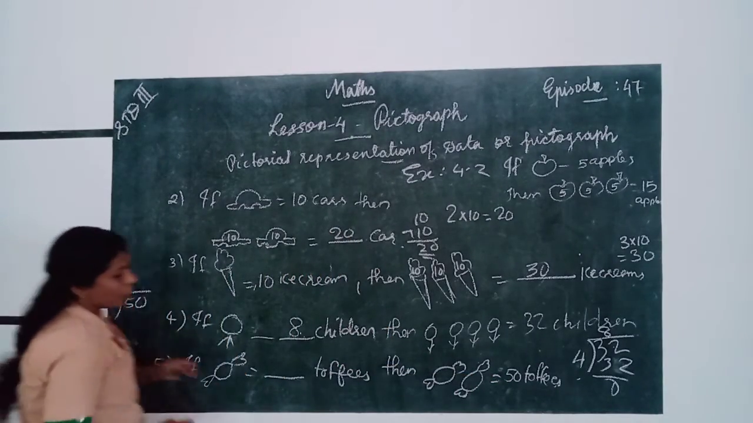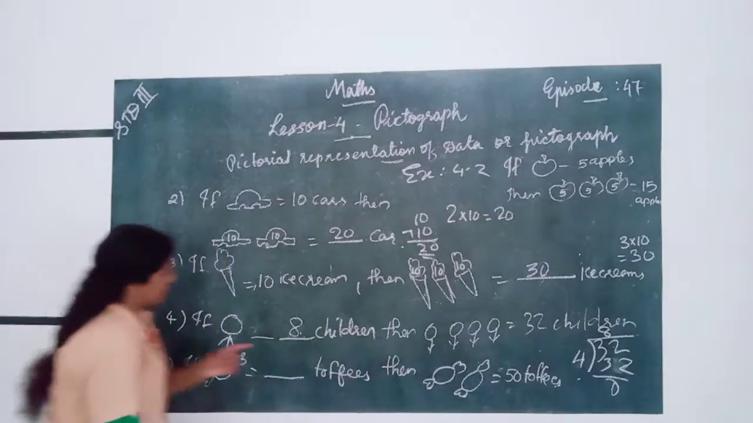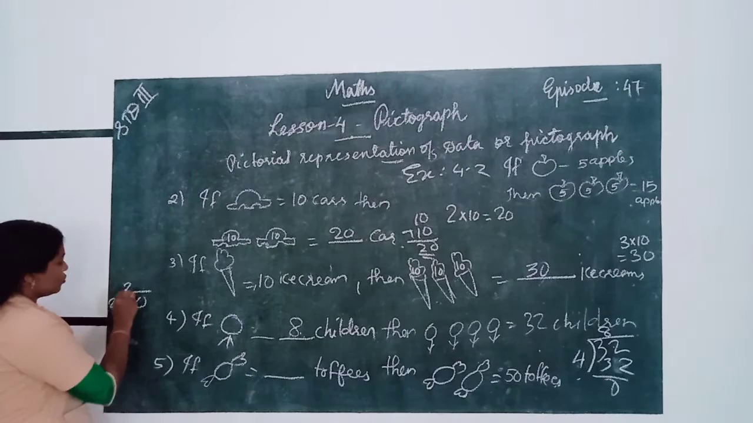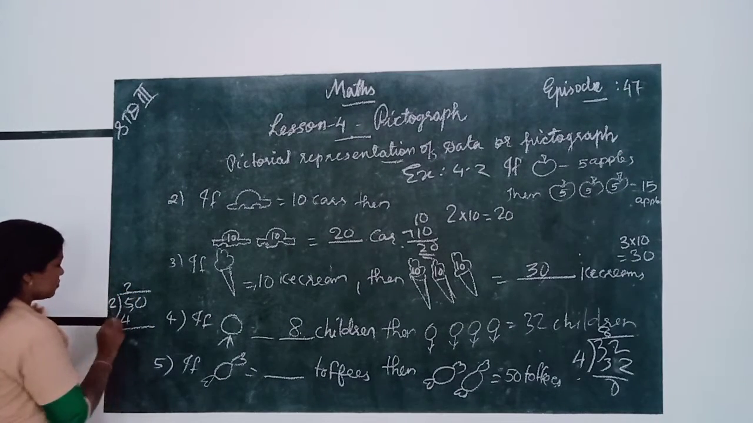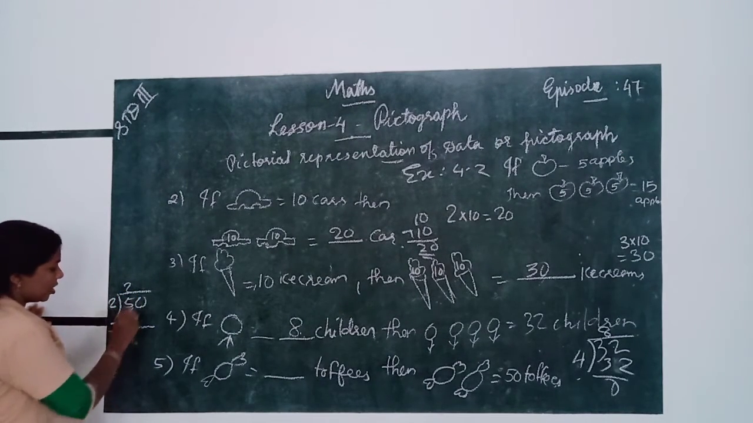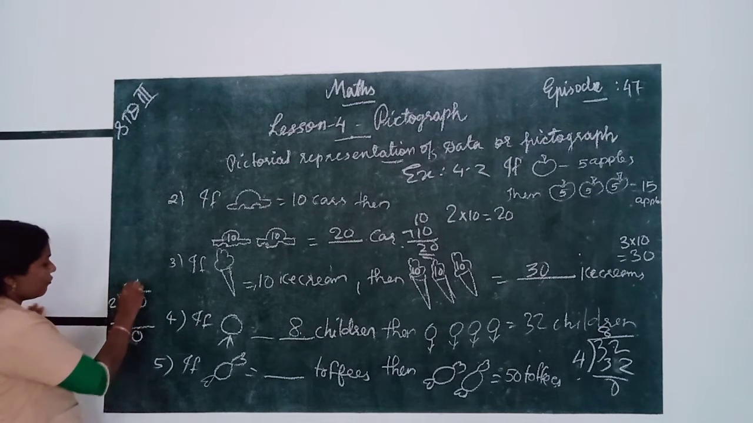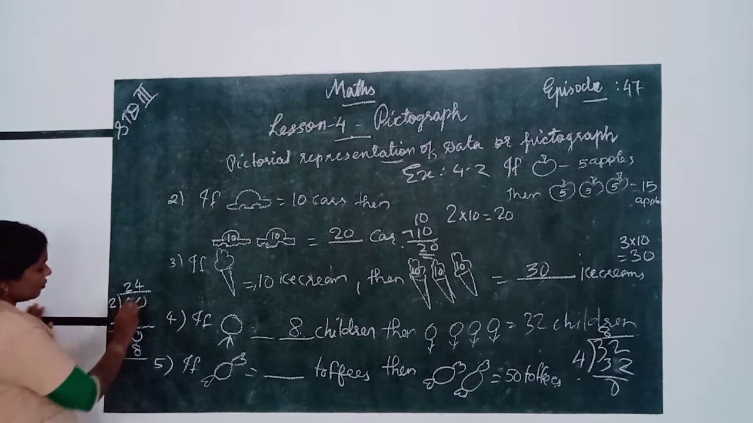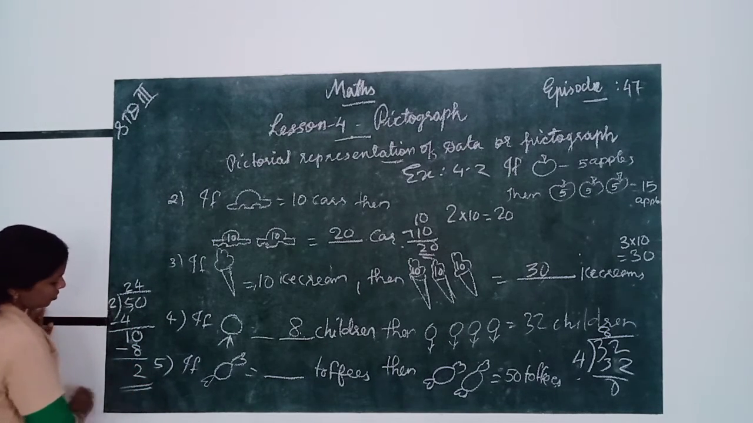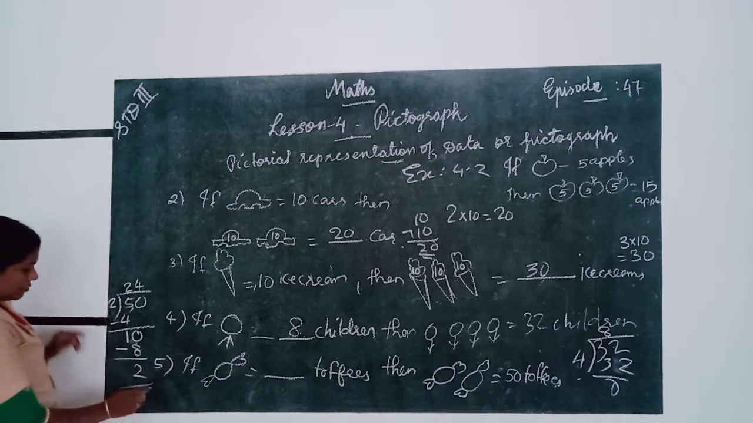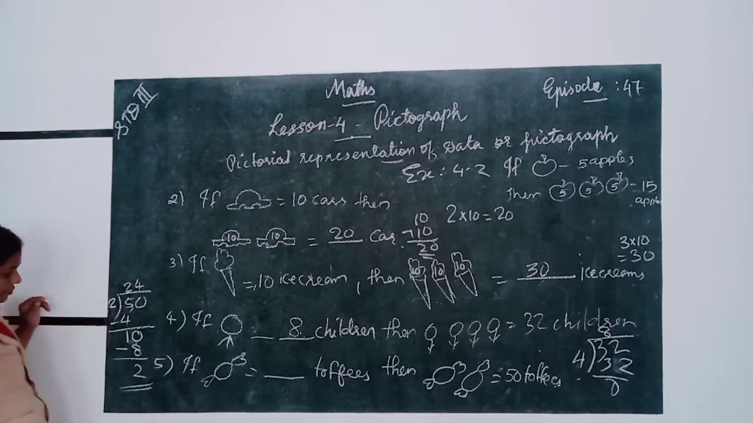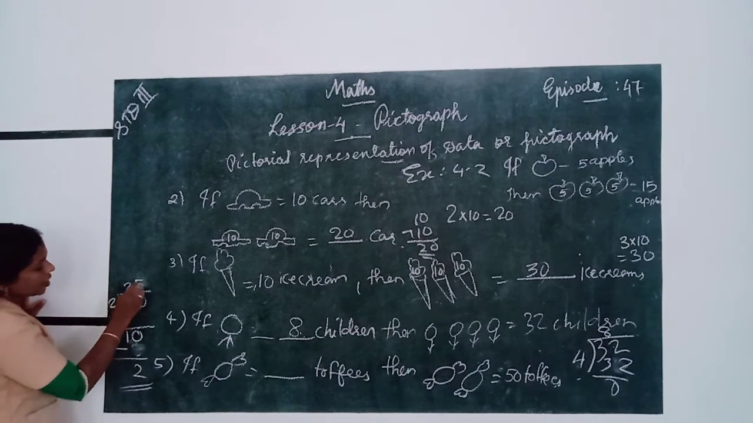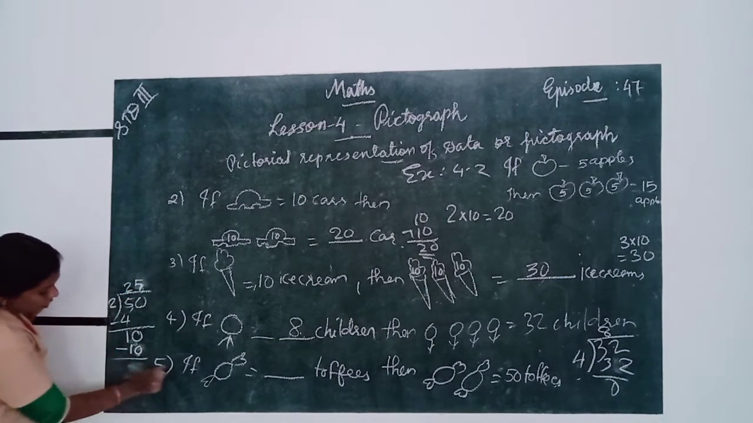And divided by how many pictures are there? 2 pictures. So divided by 2. First, 2 twos are 4, minus from 5, 1. Bring down the 0. So 4 twos are 8. Minus 8 is equal to 2. 5 twos are 10. So remainder is 0.